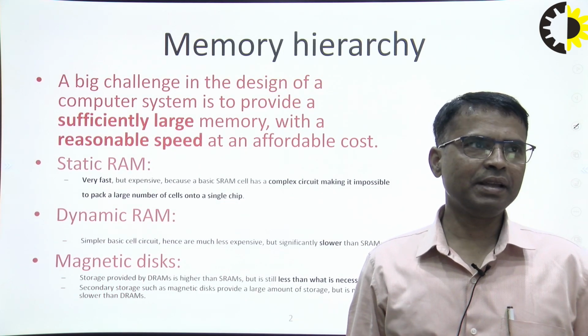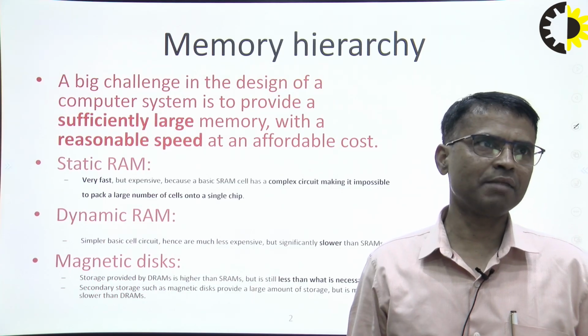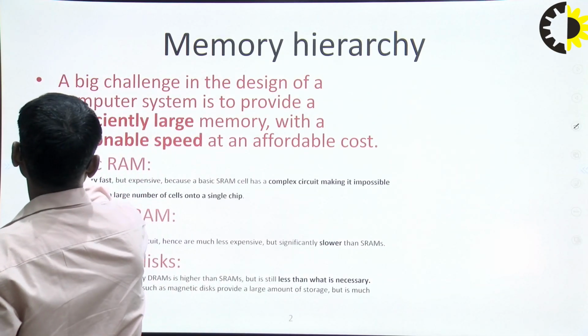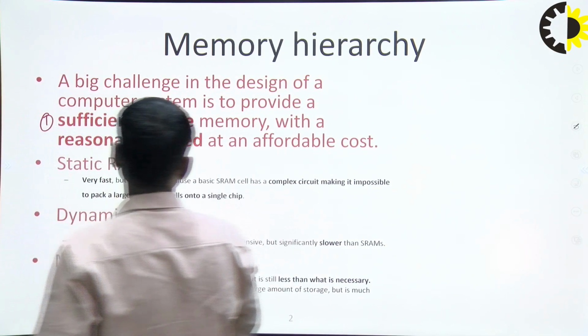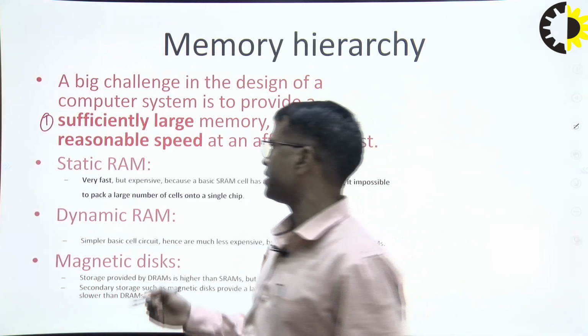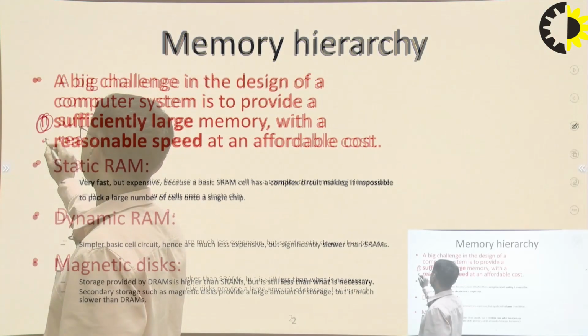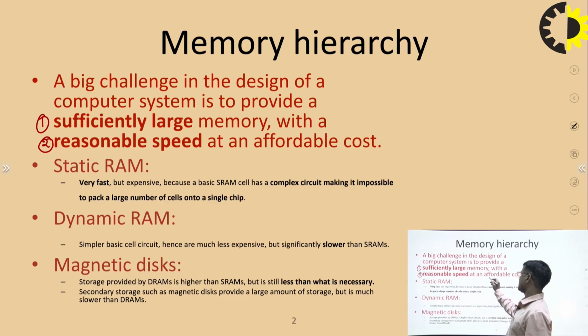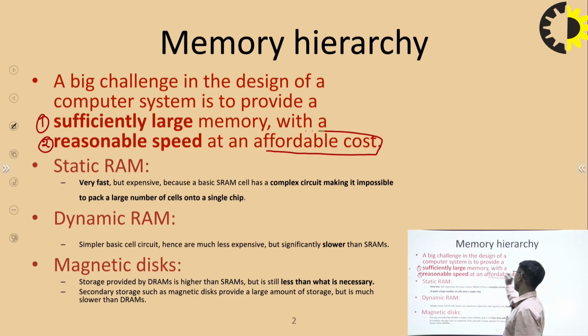Students, we have a very big challenge: to design a computer system that provides a sufficiently large memory, first requirement. We also need the memory, apart from being large, to have a reasonable speed, that is, it should not be slow, and obviously we require both of these things at an affordable cost. So, considering these three aspects, the need for sufficiently large memory, some reasonable speed, and we have to pay very less.